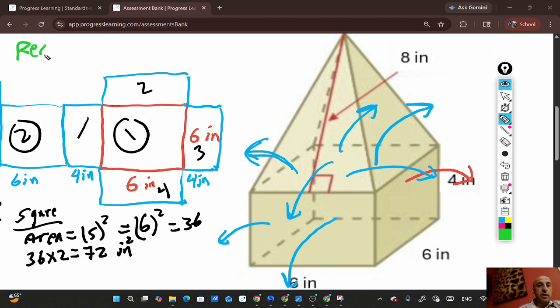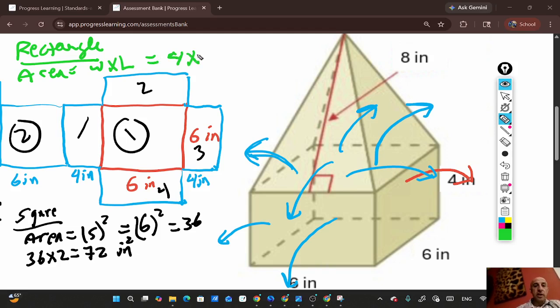So when we talk about a rectangle, we know that the area is equal to the width times the length. The width is 4 times the length, which is 6, equals 24, and this is 24 inches square. Because we have 4 rectangles, we need to multiply 4 times 24. Now 4 times 4 is 16, 4 times 2 is 8, plus 1 is 9.